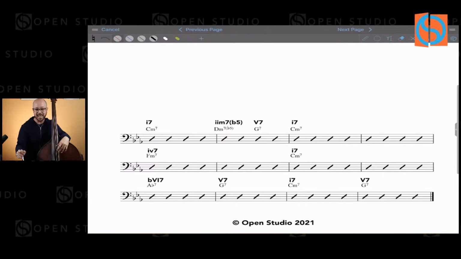Now, the first point that I want to make about the form of Mr. PC is in the second bar right here. Paul Chambers plays a 2-5-1 every single time on this second bar. You can also hear it in the piano comping. You can hear it in the soloing. So it's really crucial to have that element when we're walking under Mr. PC, to walk with that in mind.